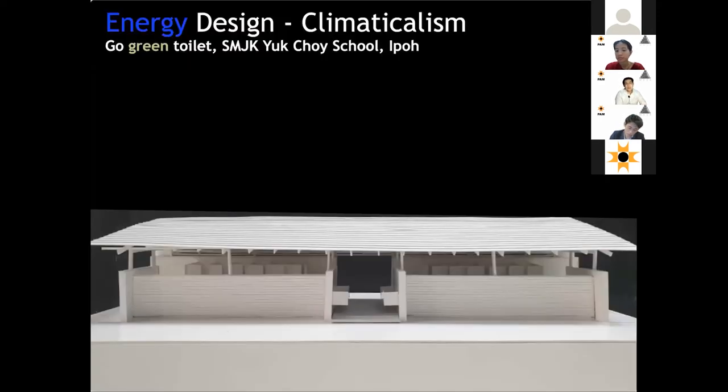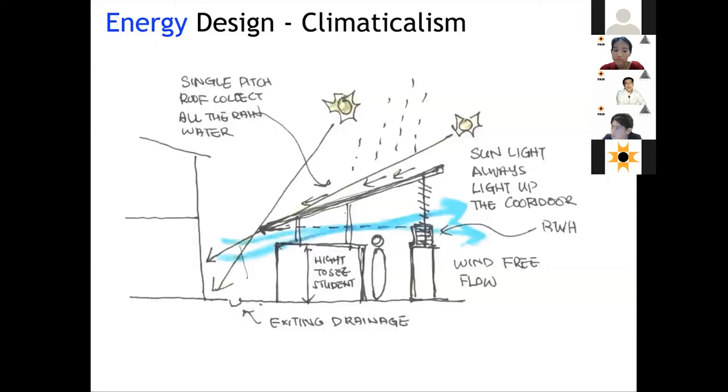This is a case study. It's a gold green toilet in Ipoh, designed by myself. Okay, passive design designed by myself. And I use a word called climaticalism. Climaticalism means that we use climate understanding or information as the narrative of the design itself. Okay, for example, the sun angles. So we need to understand what the sun angles are at what time. So we don't want to block the sunlight to the corridor. We want the corridor to remain bright. And where's the wind direction from? So we know how to orientate the building, or we know where to open the louvers, or open the windows, etc.